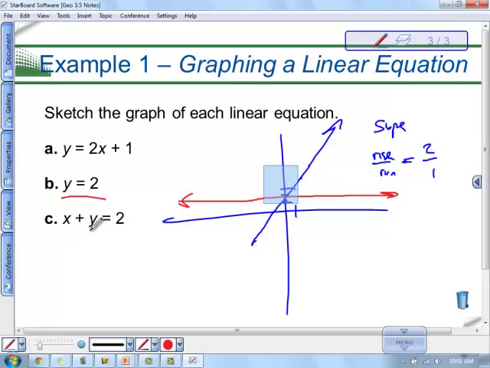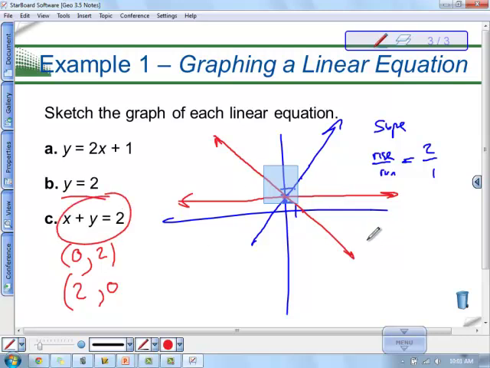The best way to graph an equation in standard form you learned was to plug in 2 points. Plug in 0 for x, and you get y equals 2. Plug in 0 for y, and you get x equals 2. So the point 0, 2 is here. The point 2, 0 is here. And then 2 points determine a line. So this is the third one.